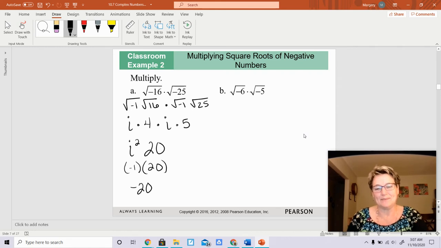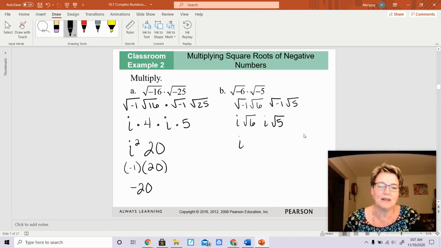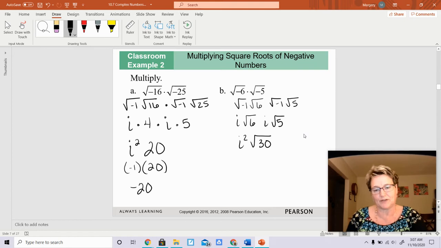Now the next one, we have the square root of -1 times the square root of 6 times the square root of -1 times the square root of 5. So I broke it up for you. We have i square root of 6 times i square root of 5. Whatever's outside the radicals are multiplied together. Whatever's under the radicals are multiplied together. So the square root of 6 times the square root of 5 is the square root of 30.